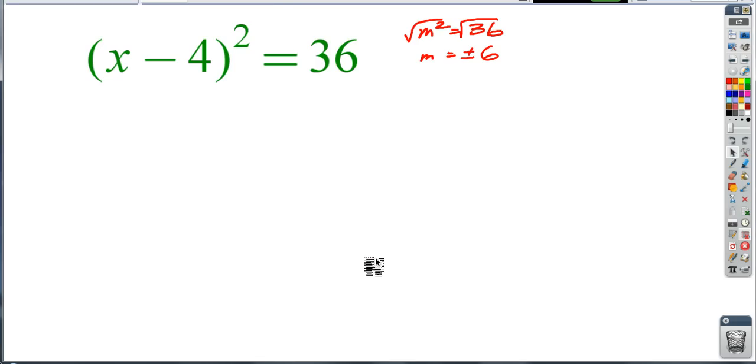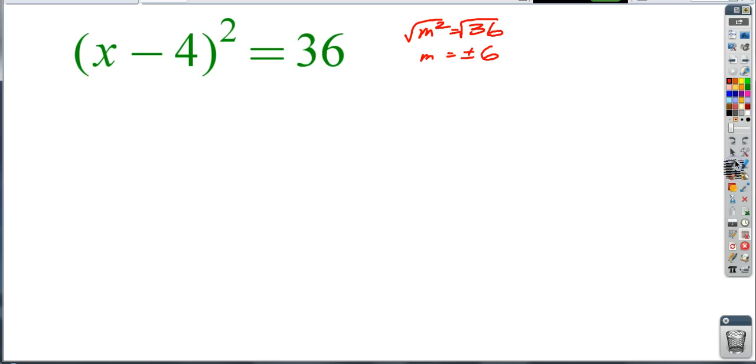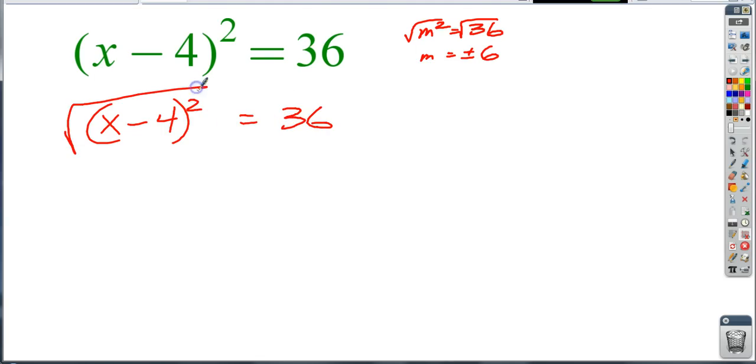Okay, so let's pretend that this right here is m. So again, m squared. So this thing here is being squared. So let's go ahead and just take the square root, okay? Because this is a perfect square. So I'm going to take the square root of this and the square root of that, and I get x minus 4 equals plus or minus 6.